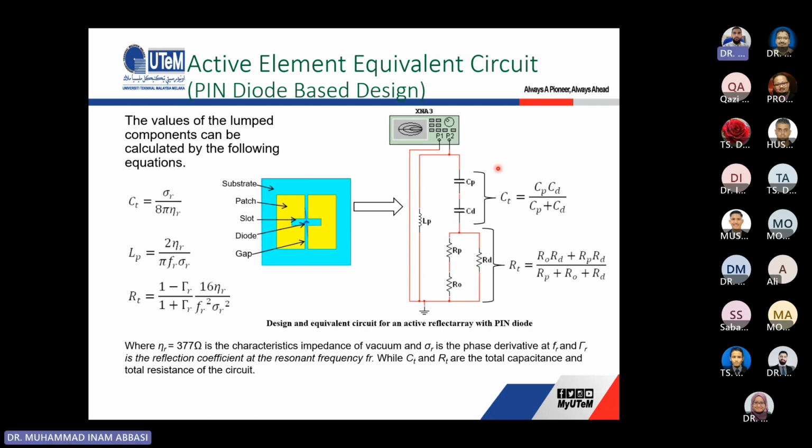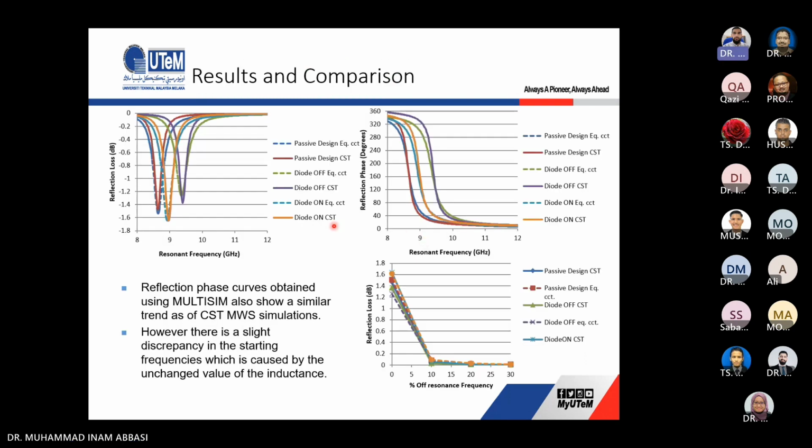For the PIN diode, when we insert the diode, we have some extra capacitance and resistance here. So these are the circuits and equations for the PIN diode based design. From there, we can see that when we do the simulation in Multisim, we get almost the same or very close agreement between the results of CST and the equivalent circuits, for both the passive design and the active design. When we turn the diode on and off, or without the diode, we get almost the same result.